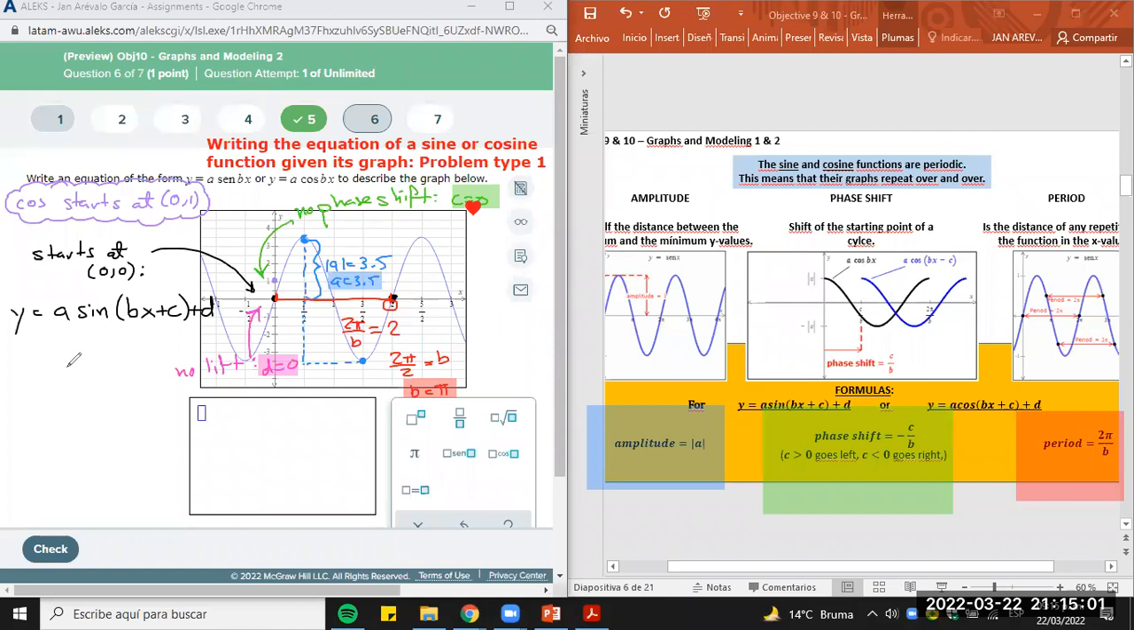Now let us write what we found. A equals 3.5, and b equals pi. So this is our equation. Let me write that in your notes. Y equals 3.5 sine of pi times x. Check.